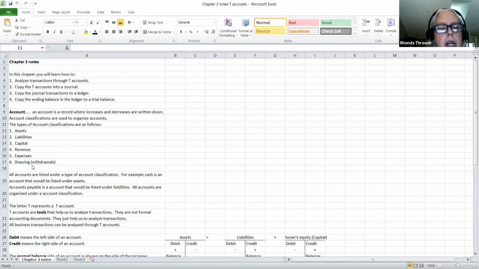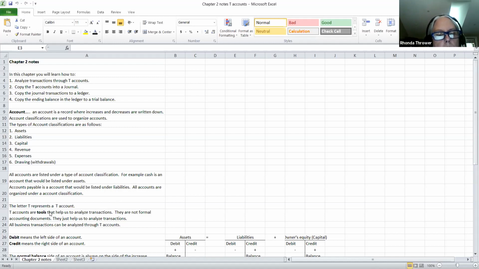And drawing is another word for withdrawals. You'll remember that the withdrawals are the amount of money that the owner takes out of the business. So all accounts are going to be listed under some type of account classification. And I've given you some examples again of accounts that would be listed underneath certain types of classifications.